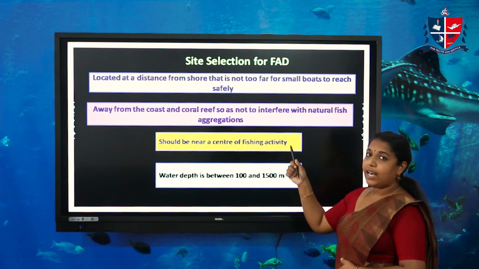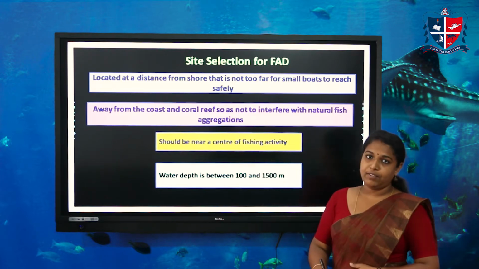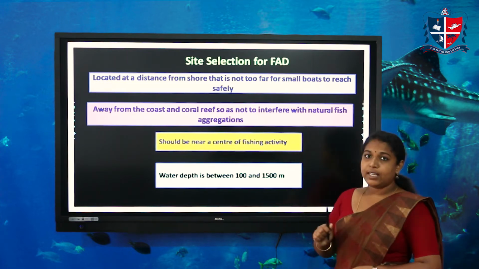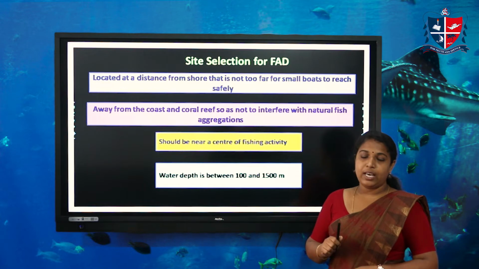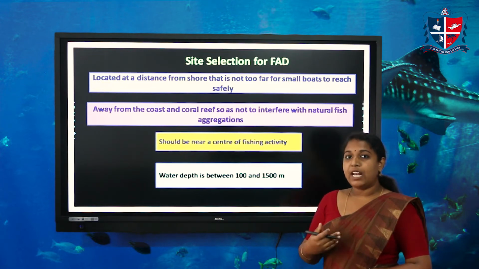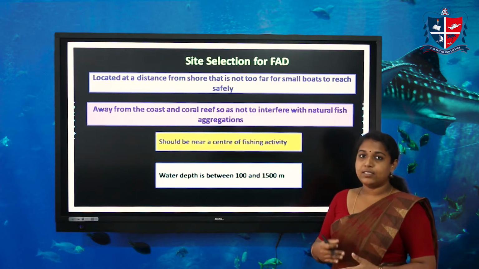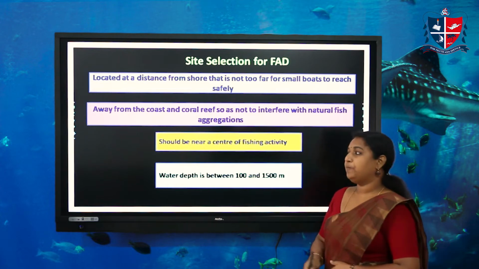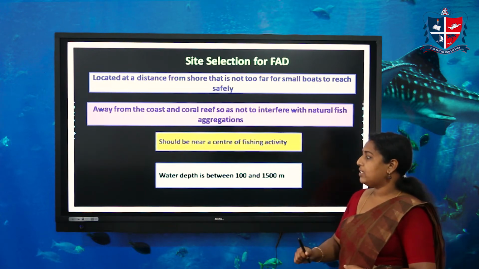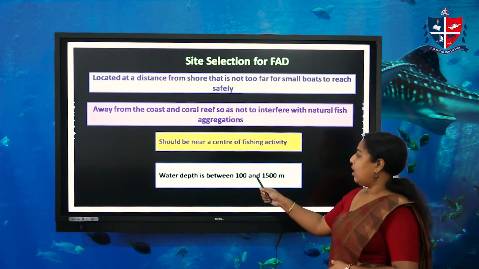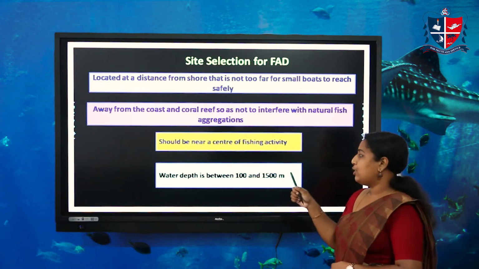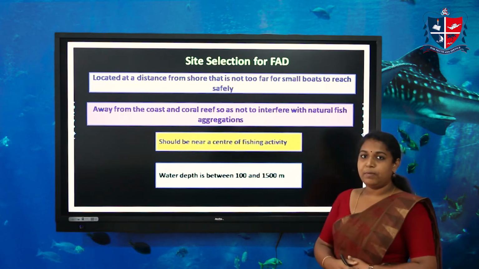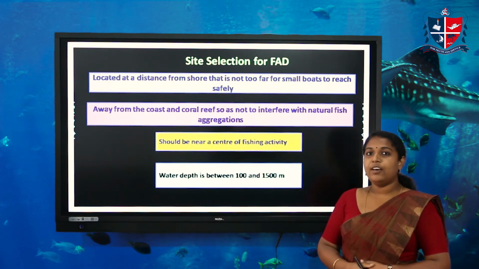The third point is that it should be near a center of fishing activity. I have already told that FADs are a kind of fishing method, and these FADs are used by other persons to catch the fish, so it should be set near a center of fishing activity. And the last point is water depth. Artisanal FADs should be fixed at a water depth between 100 and 1500 meters. So these are the points to be considered while fixing an FAD.